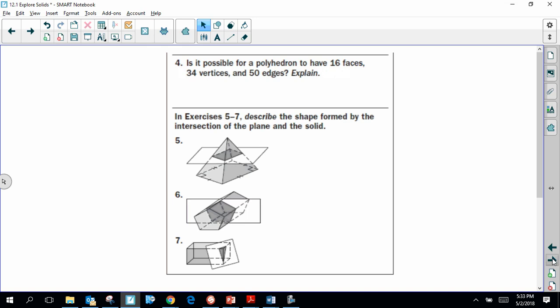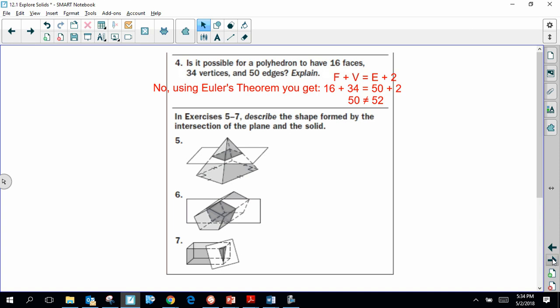All right, so hopefully we have our answers worked out here. Is it possible for a polyhedron to have 16 faces, 34 vertices, and 50 edges? Yes, no, or why? And so here, no. According to Euler's theorem, if I substitute those values into Euler's equation, it does not balance. So it is not possible to have a polyhedron with 16 faces, 34 vertices, and 50 edges.